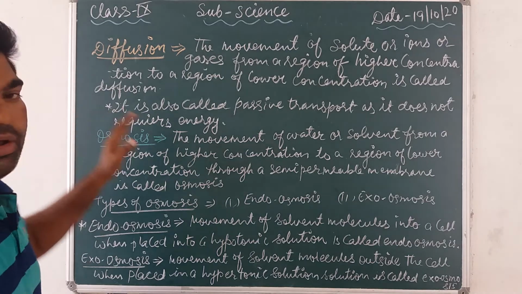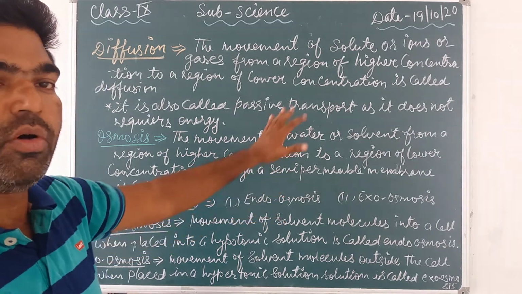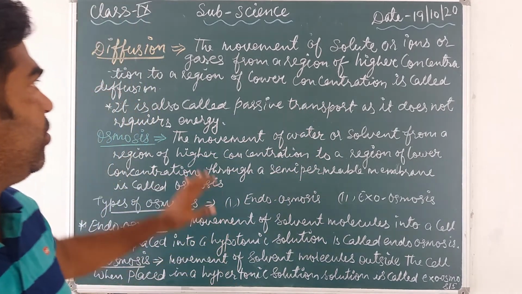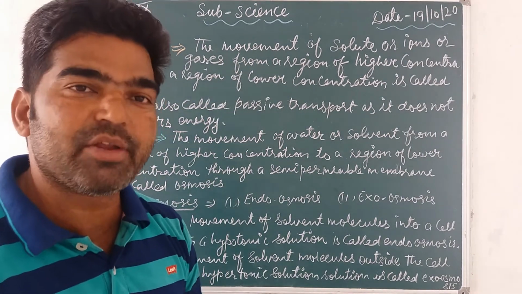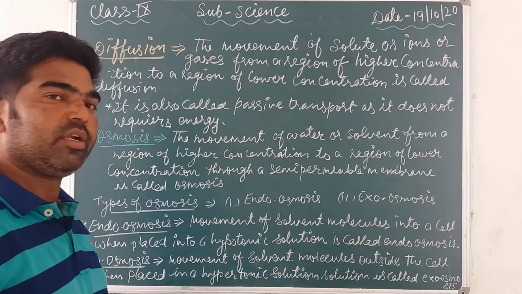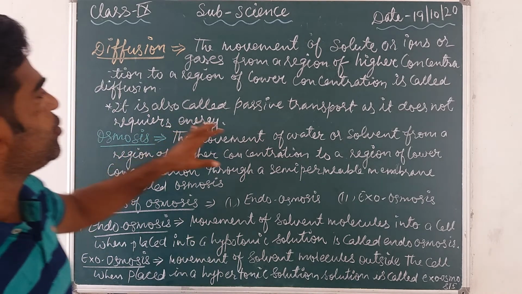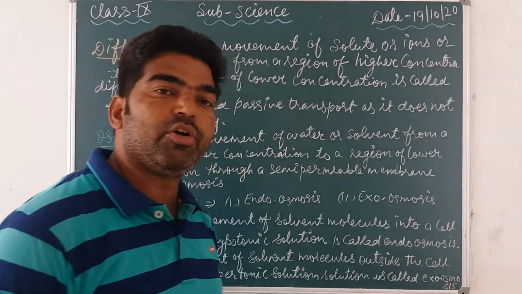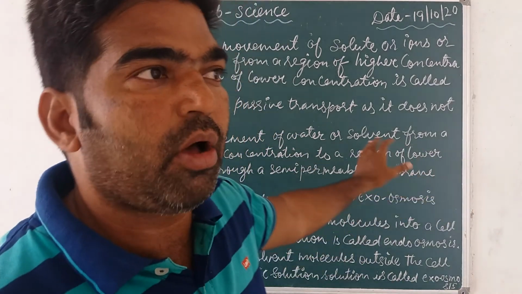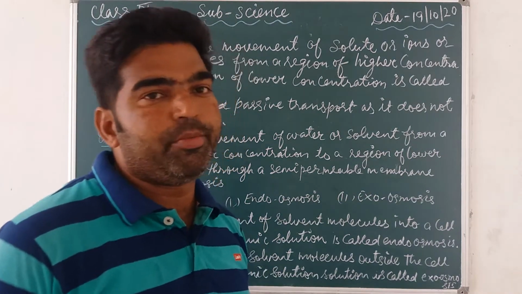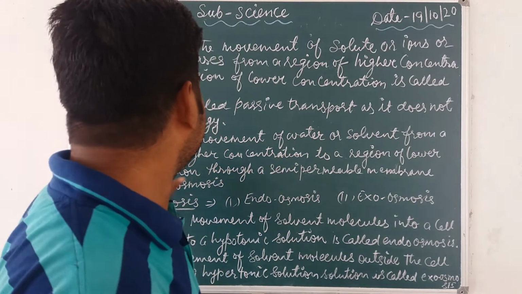So now the diffusion, as I already explained. Everybody, just write down in your notebook. Diffusion means the movement of solids or ions or gases from the region of higher concentration to the region of lower concentration is known as diffusion. And it is also called passive transport. It does not require any energy. Why is it called passive transport? Because for the transportation of the particles or ions, there is no need of any kind of energy. That's why it is called passive transport.